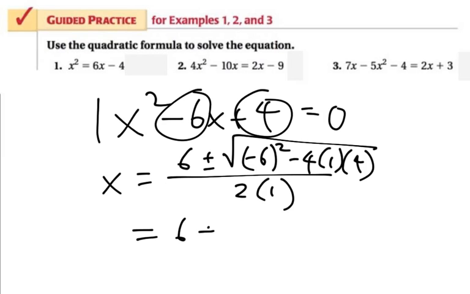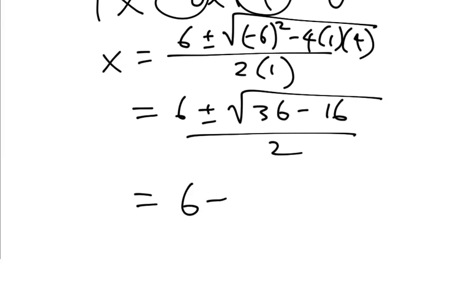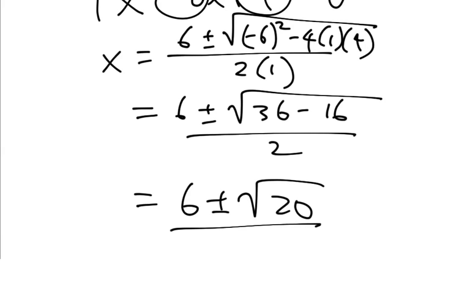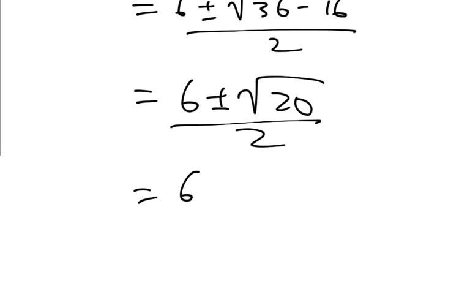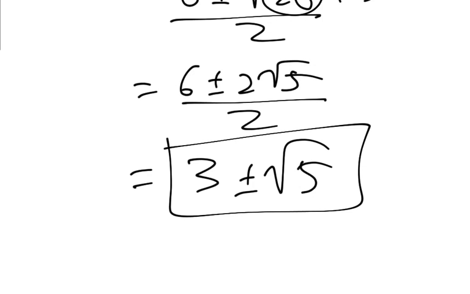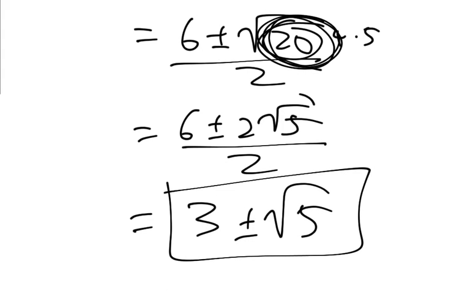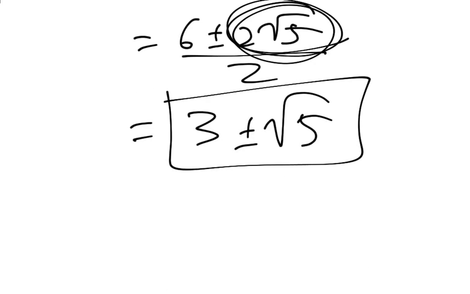This is equal to 6 plus or minus the square root of 36 minus 16, over 2, which is equal to 6 plus or minus the square root of 20 over 2, equal to 6 plus or minus, this is 4 times 5, so 2 root 5 over 2, equal to 3 plus or minus root 5. Okay, because this is 20 inside, and you're adding and subtracting something, which means you have 2 solutions.